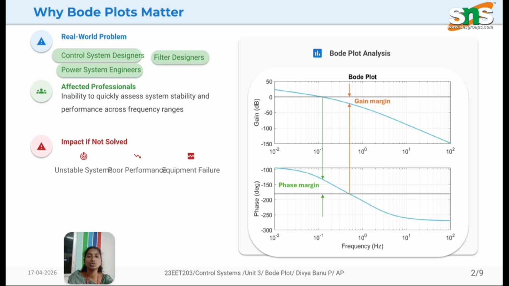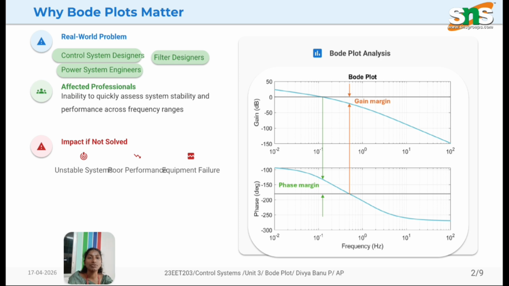What is the need for Bode plot? In real world problems, control system designers, filter designers and power system engineers face a problem with calculations and analyzing system stability. If we do not concentrate on this, we will have an unstable system with poor performance, and equipment failure also happens. This affects the professionals' ability to quickly assess system stability and performance across frequency ranges.